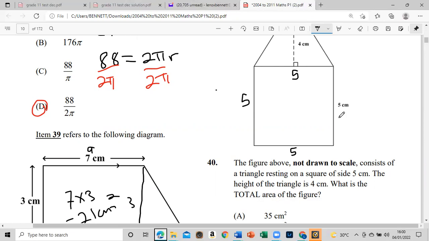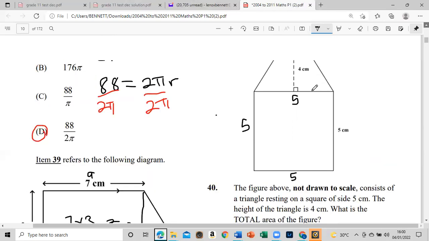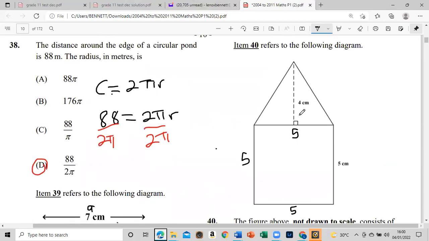All right, so this is very easy. The triangle would be 5 times 4, so that's 20, and this would give us 25. So that should be 45. If we were to split this, guys, this would be what, 2.5? No, 10, you know?